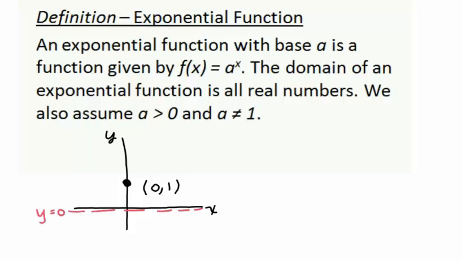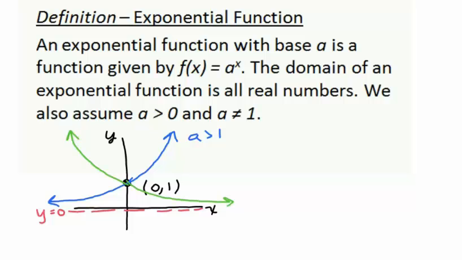Now we can divide up our graphs into 2 different cases. There's a case when a is greater than 1, and that case I'm going to draw here in blue. So this is the general graph we get where a is greater than 1. And we also have the case where a is a fraction. In this case, we call this exponential decay.